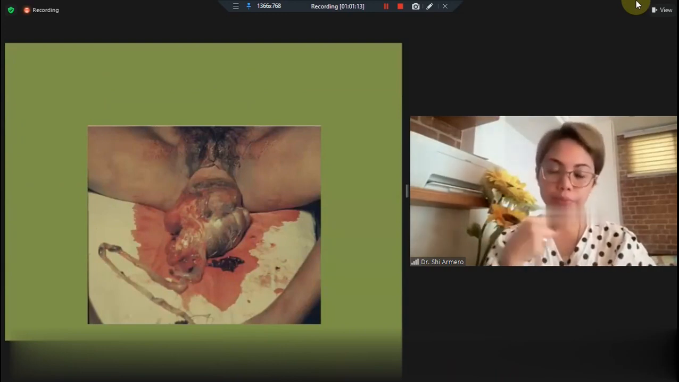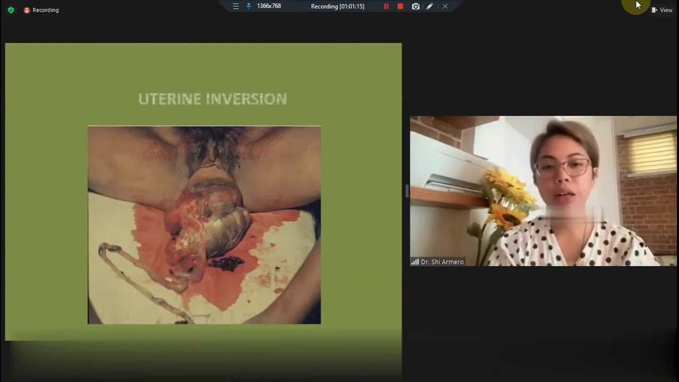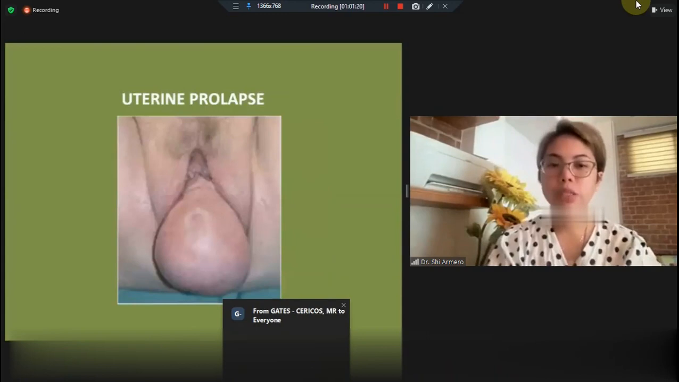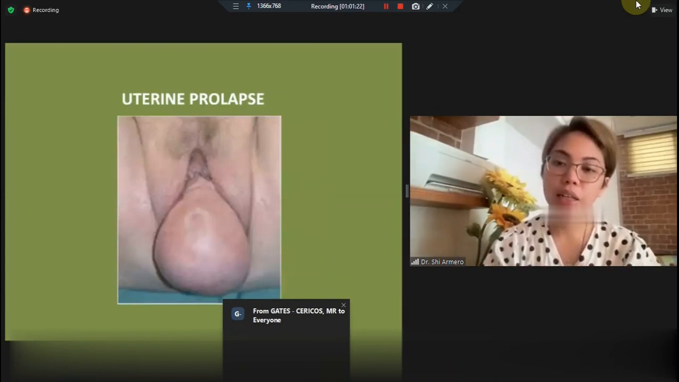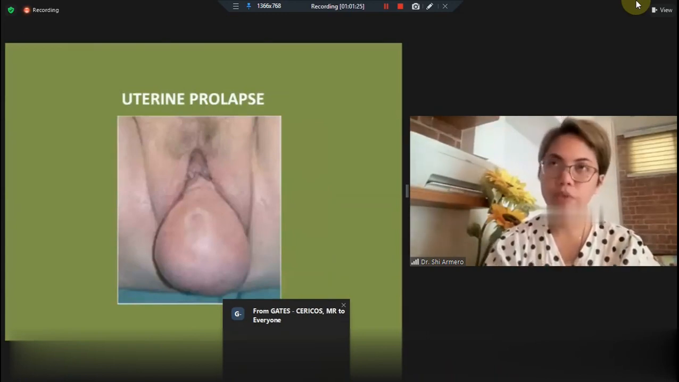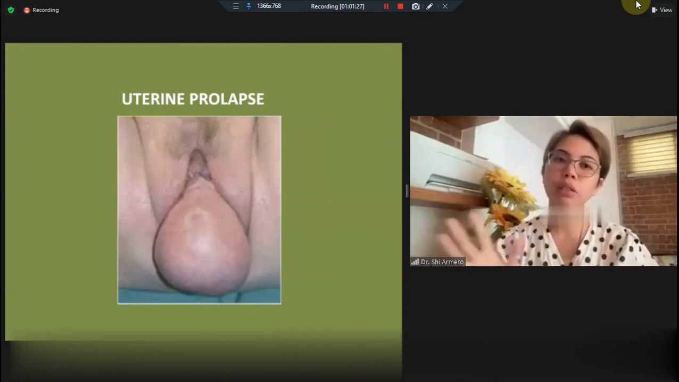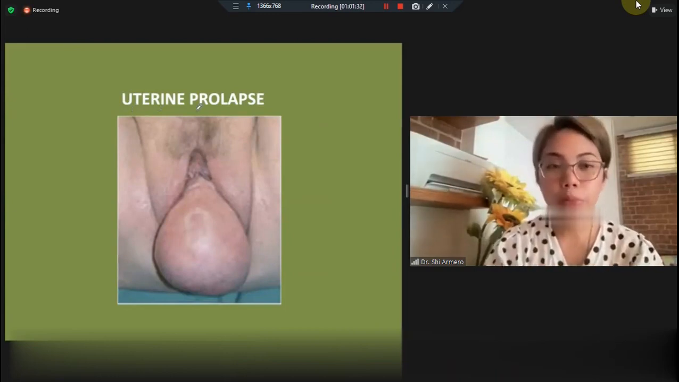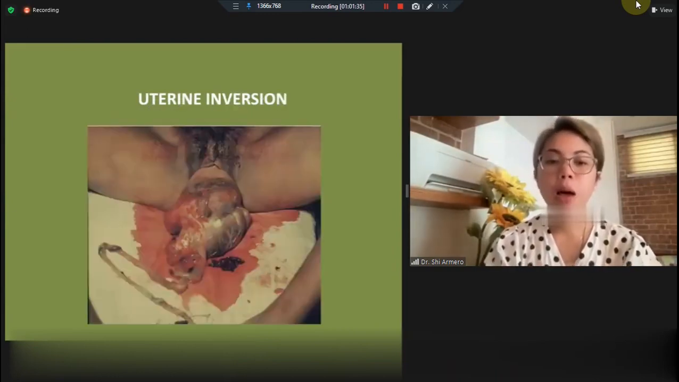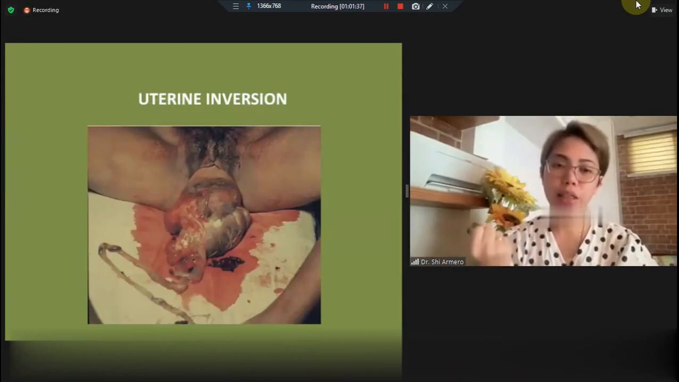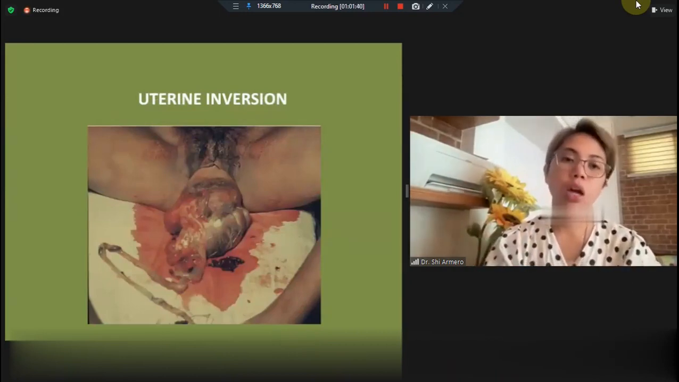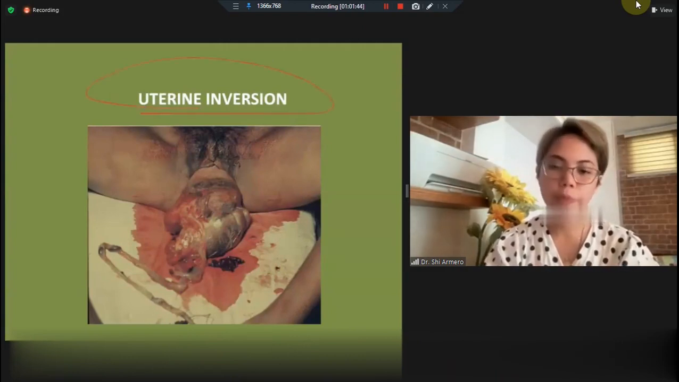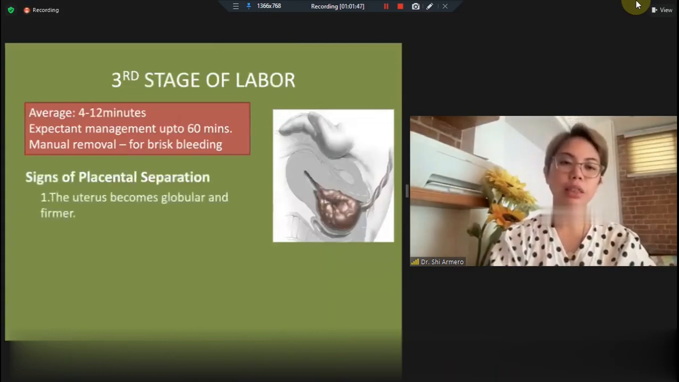You can cause uterine inversion. Uterine prolapse is the one from earlier, the DeLancey levels of support: level 1, cardinal ligament; level 2, levator ani; level 3, the perineal membrane. That is uterine prolapse, a pelvic organ prolapse. But if you pull out the placenta when the uterus is not contracted, you will cause uterine inversion and it's an obstetric emergency. So what are the signs of placental separation?